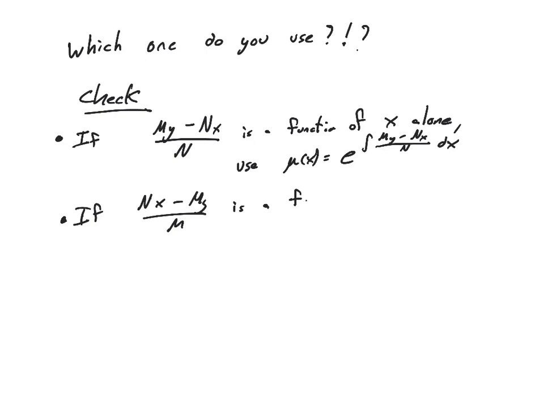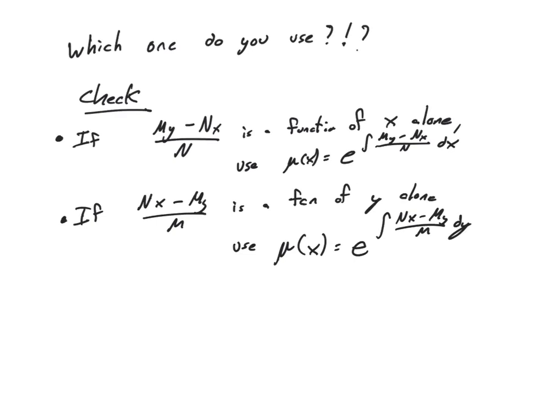is a function of y alone, then you use the integrating factor equal to e to the integral of n sub x minus m sub y divided by m dy. All right. And let's go ahead and do some problems, and we can see if we can make these choices.